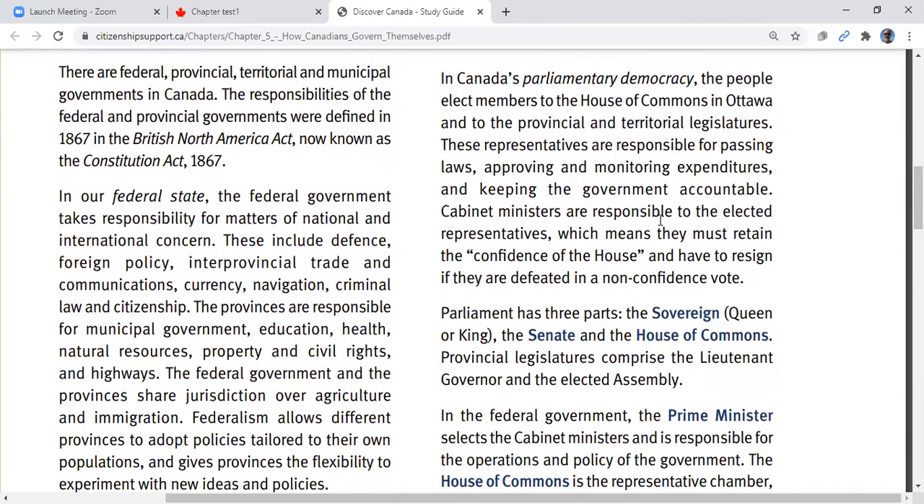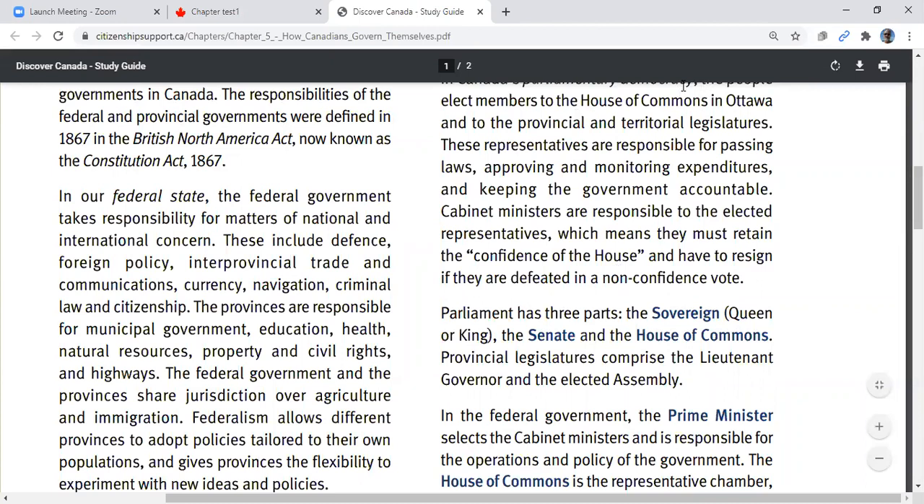And then cabinet ministers. Do you remember what a cabinet minister is? A cabinet minister is like a manager. Like if you look at the government, it's like a manager of defense, or a manager of Aboriginal affairs, or things like that. So they have to do more than the normal member of parliament. They're elected, and they have to retain the confidence of the House. That is a term that comes up here, confidence of the House.